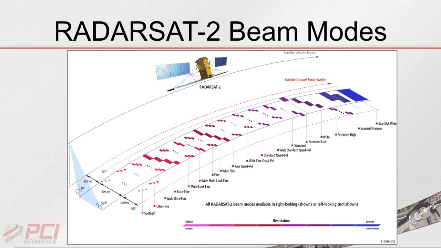The little squares you're seeing here show the different beam positions available for each of the different beam modes. One that we're going to talk about throughout my presentation this morning is our extra fine beam mode, which is down towards the bottom end of the scale. It's a very unique beam mode even for RADARSAT 2, and is completely unique in the SAR space in that it gives you a 5-meter resolution product, but also a swath width of nominally 125 by 125 kilometers.